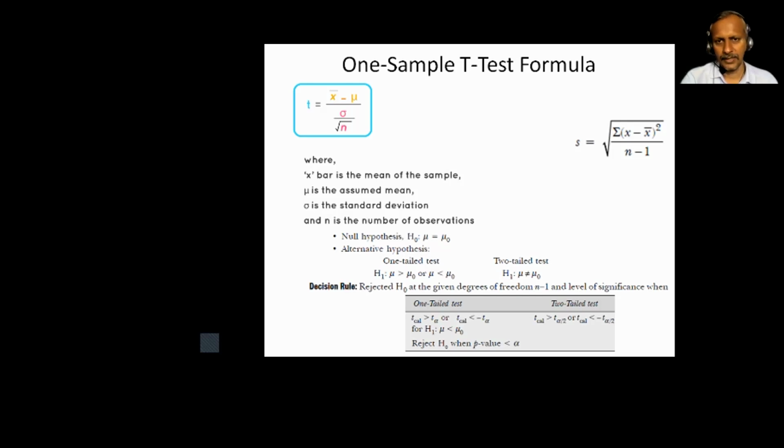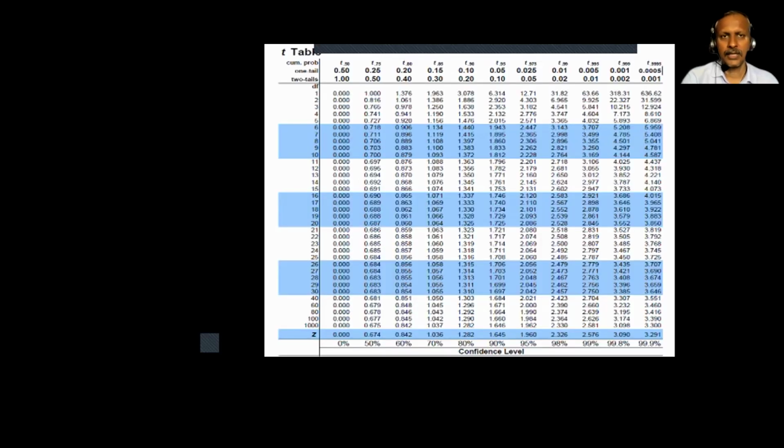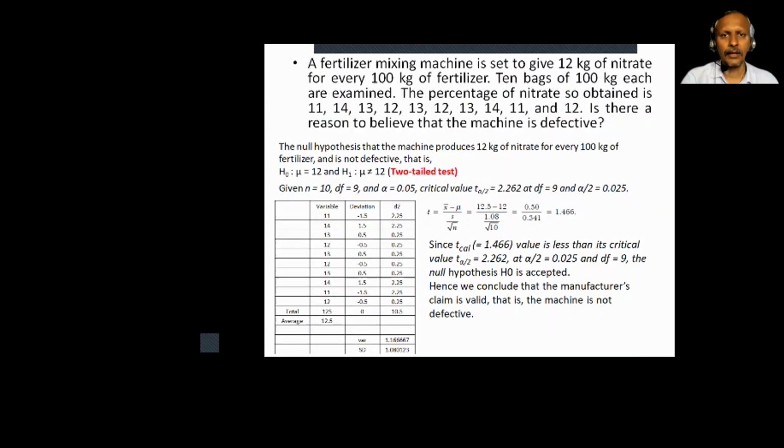So that is for a one-tail test. In the case of a two-tail test, the t calculated value is greater than t of alpha by 2. Alpha by 2 means alpha divided by 2, because we are doing a two-tailed test. So if 0.05 is the level of significance, it should be divided by 2. That is 0.025 on one side and 0.025 on the other side. Both put together give alpha. In such cases we use a table, and with the help of the table we can also find the values.